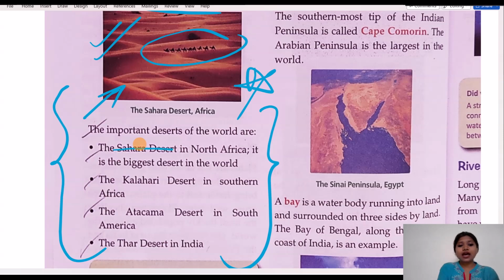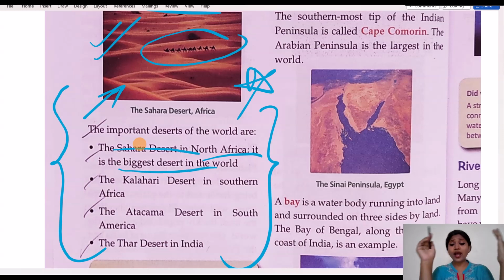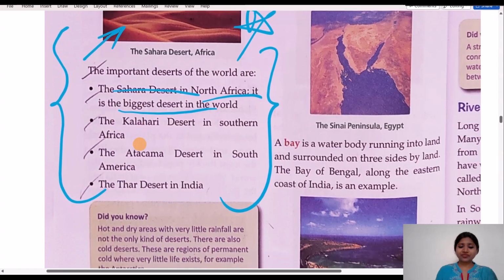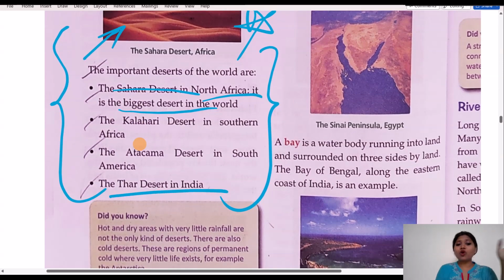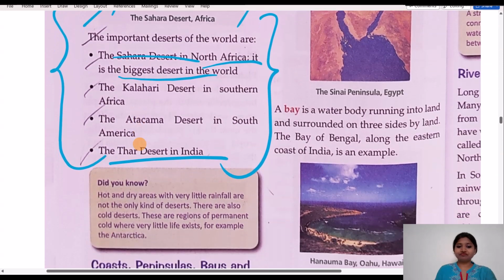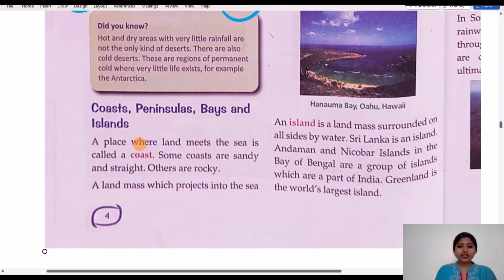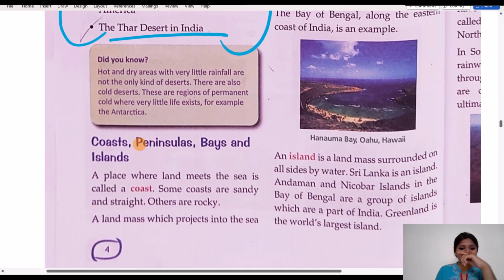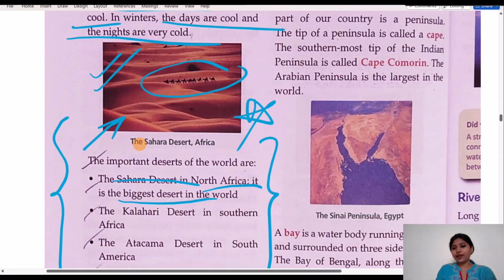So the Sahara Desert in North Africa is the biggest desert in the world. तो जो हमारा वर्ल्ड का बिगेस्ट डेजर्ट है वो क्या है? सहारा डेजर्ट है. और जो इंडिया का जो डेजर्ट है वो थार डेजर्ट है. ओके, देन अब क्या होता है? कोस्ट, पेनिसुला और बेज और हम क्या बोलते हैं आइलैंड्स के बारे में पढ़ेंगे.